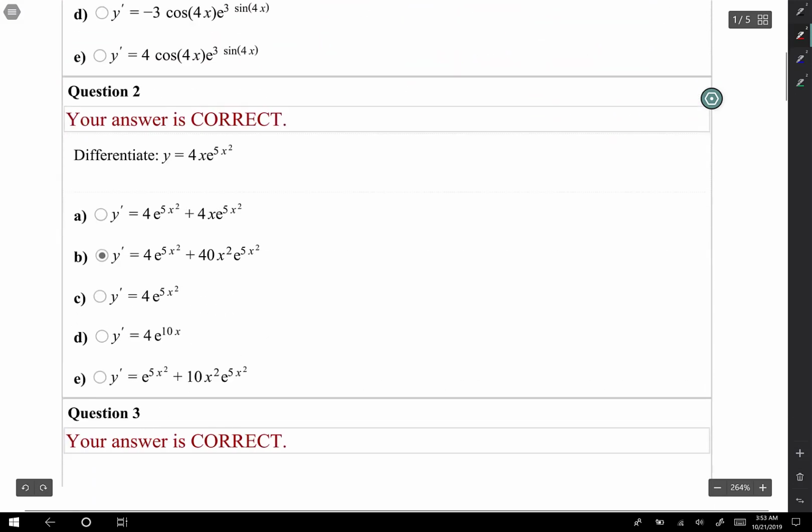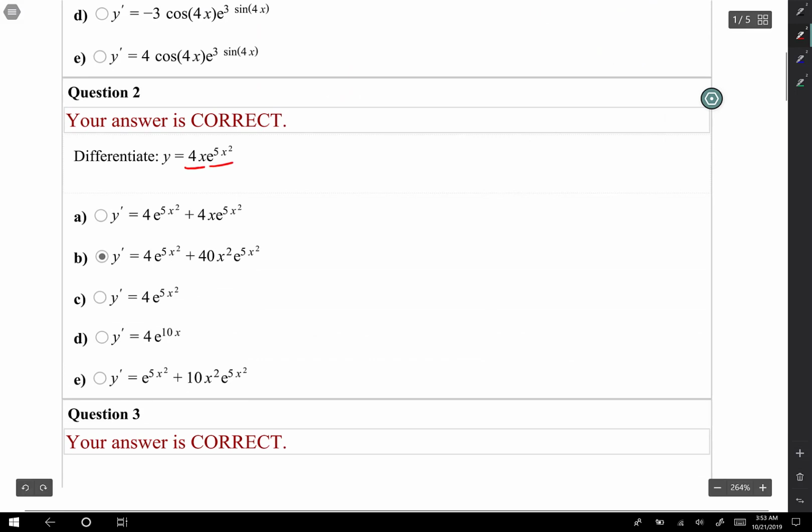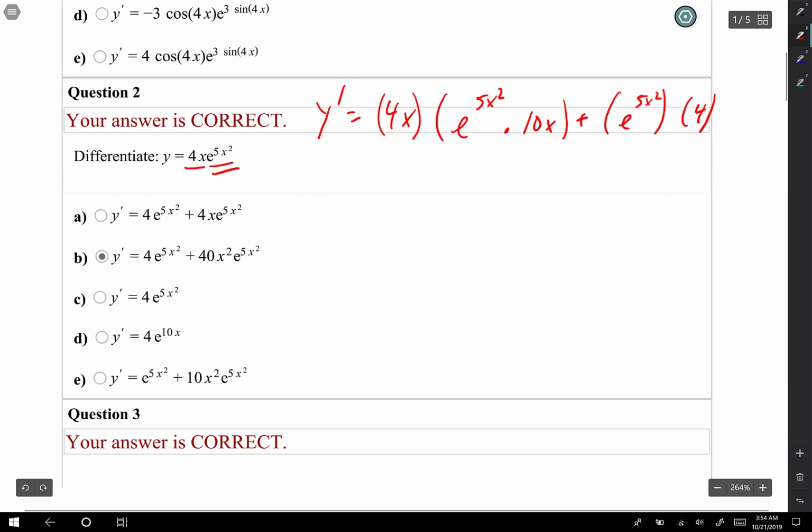Go to the next one. So on this one, you got to do product rule. So y prime equals first times the derivative of the second, so e to the 5x squared times 10x, plus second, e to the 5x squared times the derivative of the first, 4. And then we just put it in order. 10x times 4 is 40x squared e to the 5x squared plus 4e to the 5x squared. Sometimes they factor it, but they don't.